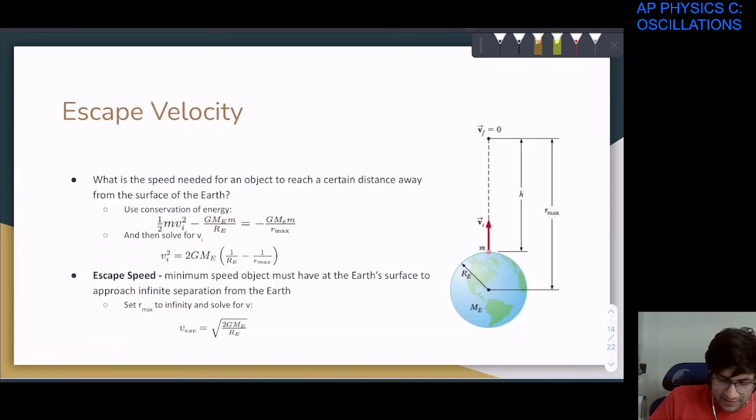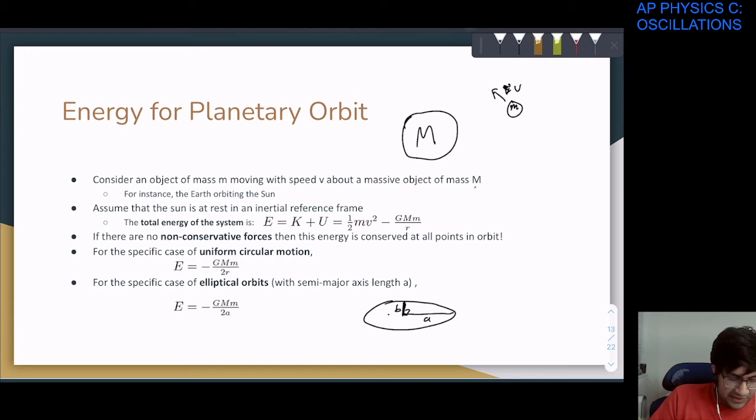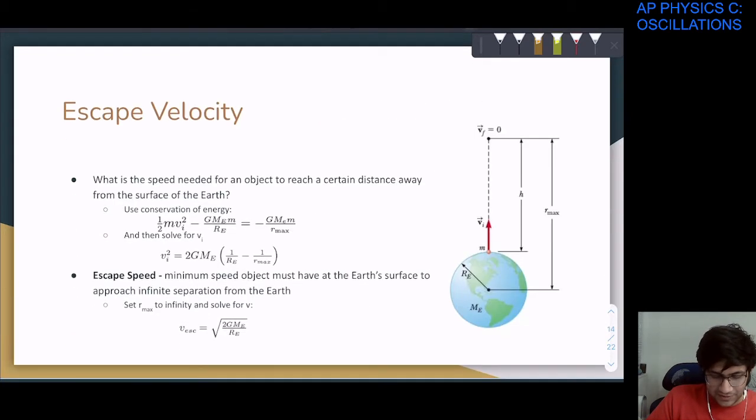Now, there's this idea of escape velocity. So right now we have 2 objects orbiting each other, right? We can talk about the energy. It's going to be conserved. If we have a problem, we just use conservation of energy. Now, there's this idea here of escape velocity. So this is saying, what is the speed needed to reach a certain distance away from the surface of the Earth? So you have an object sitting on Earth, and now the object is going to, by some mechanism, pick up some speed, and what is the speed that's needed for it to go a certain distance?